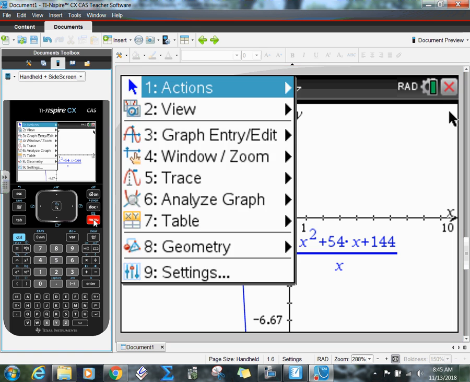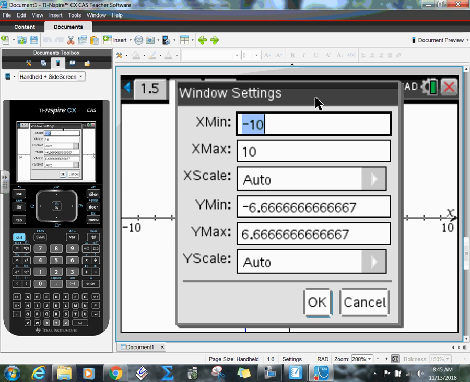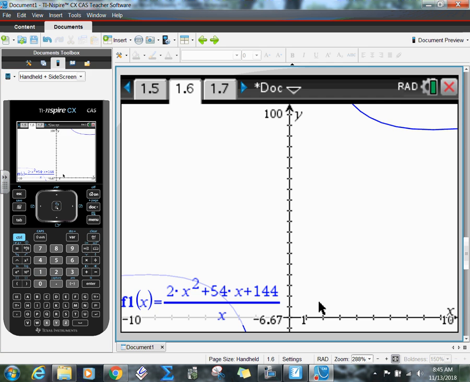So if I go to Menu, I can go to my window and change my settings. I cared about something at 8. This max gets me to 8, but I was all the way up in the 90s, so I'm going to delete all of this, and let's go up to 100. That'll take care of things for me. Okay, so I'm looking for some kind of a minimum in that blue area between 8 and 9.